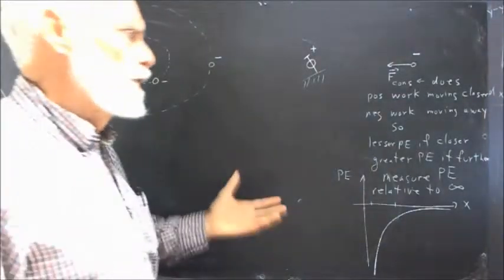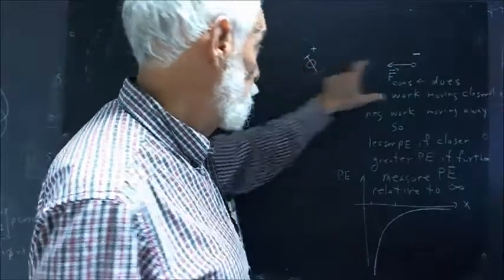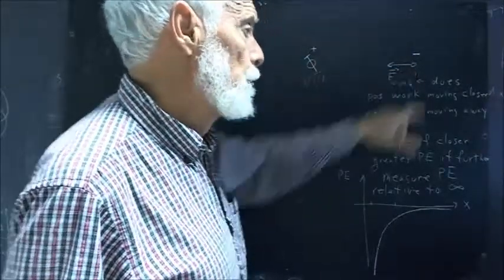Let's just now consider a hydrogen atom that consists of a proton, massive proton, and a much lighter, much less massive electron. Now, this is a schematic, and I don't know why I keep going out of focus here.